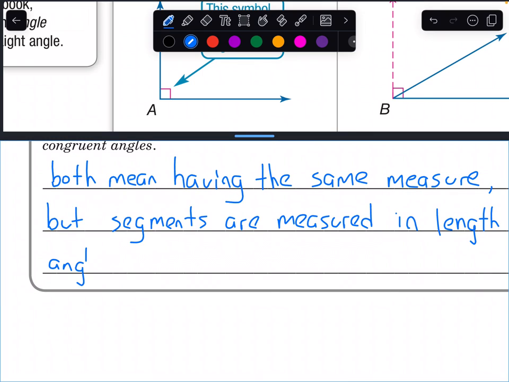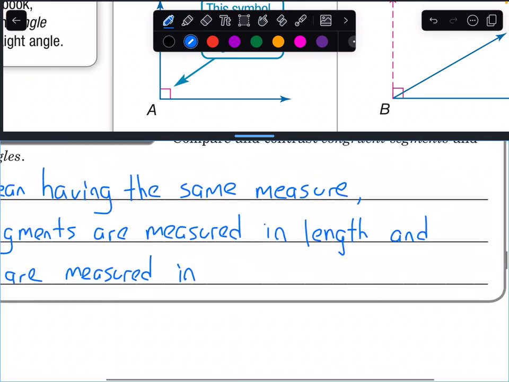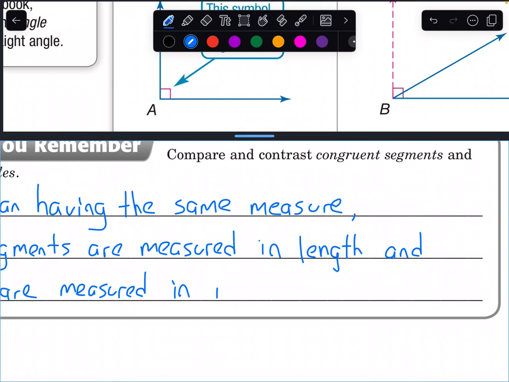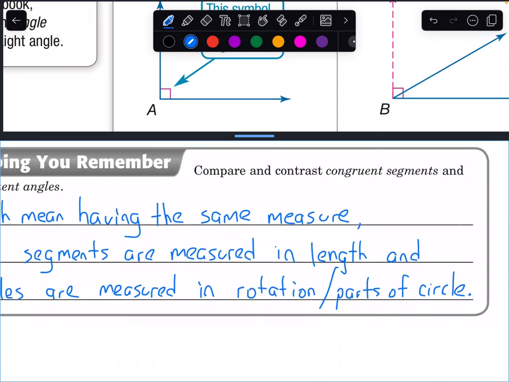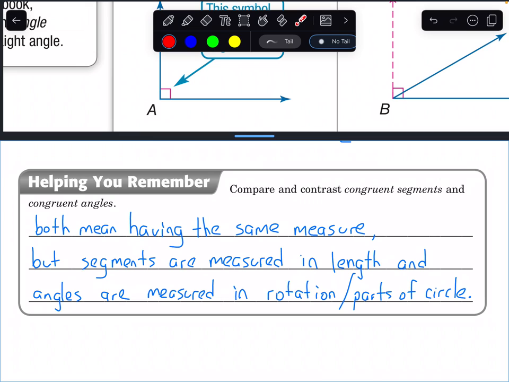and angles are measured in, I'm going to say rotation. Or you could say parts of circles. Remember, by definition, the degree was 1/360th of a full circle. So how much rotation about the circle? Whereas segments are measured in some type of length, whether that is inches, feet, centimeters, or kilometers.